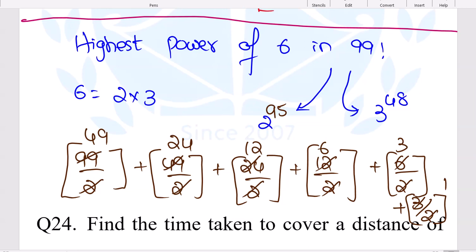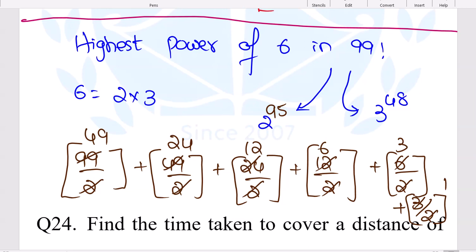Now sir, how to decide highest power of 6? Okay, I'll take a small example. We have 95 boys, 48 girls. How many legal marriages are possible? Legal marriage means one boy with one girl. So how many legal marriages are possible? 48. So same thing, how many 6s possible is 48 only, which is the least power.